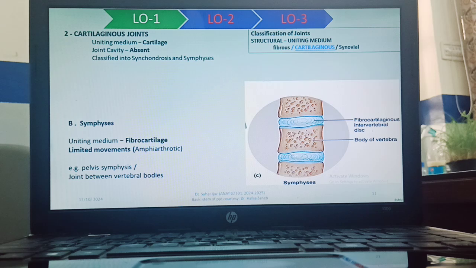The second type of cartilaginous joint is where the uniting cartilage is fibrocartilage. The movements possible there will be limited, amphiarthrotic. As the figure shows, this is one example where the bodies of the consecutive vertebrae articulate with each other through a disc, the intervertebral disc. That's a fibrocartilaginous material. On the edges at least, it is all fibrocartilaginous.